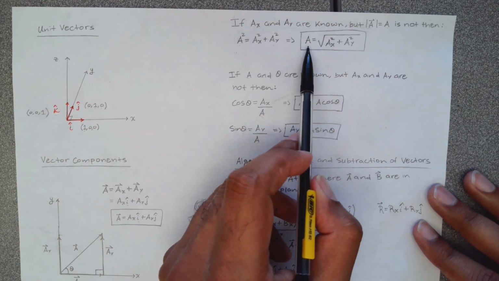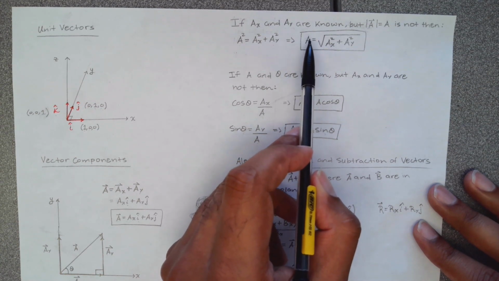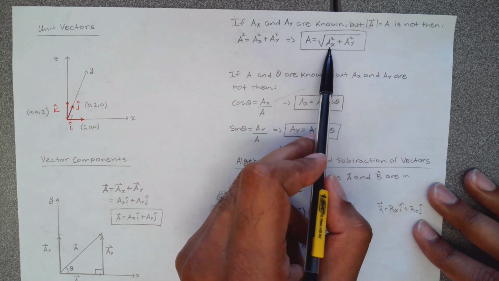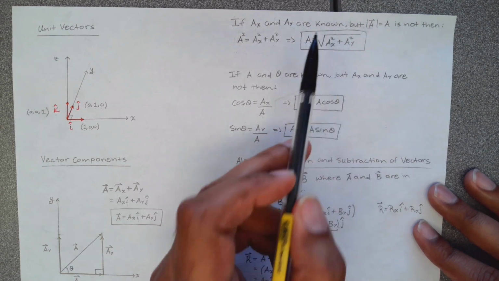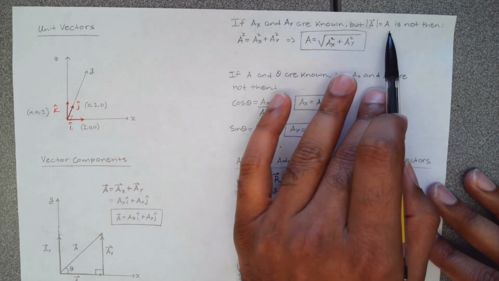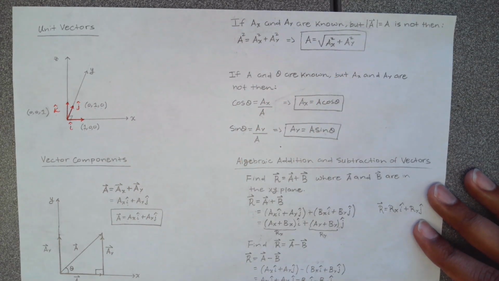So then the magnitude of A will just be the square root of this right hand side. So that's going to be the square root of ax squared plus ay squared, right? That's if I know ax and ay, I can find the magnitude of the vector A.